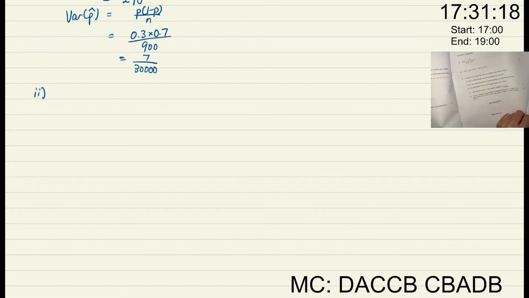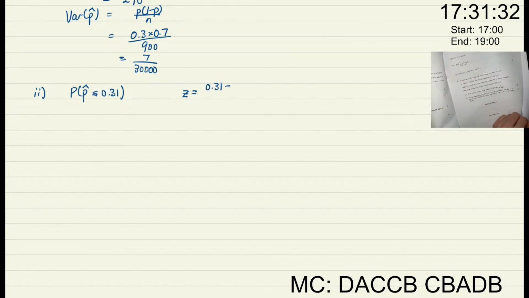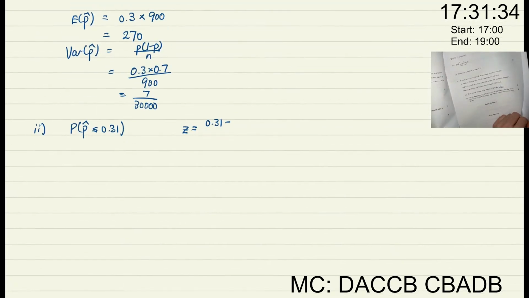Approximate. So what we'd like to happen is we want to convert to the z value. Did I just say E of p hat is this? That is ridiculous. What am I thinking? I'm just going to quietly rub that out. No one saw what I wrote there. That was crazy.